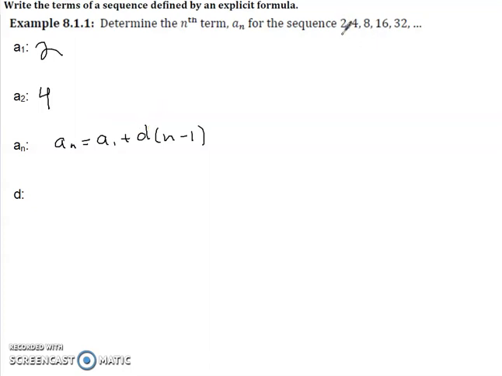Well, looking at this sequence, I've got 2 plus 2 is 4, 4 plus 2 is 6, not 8. So we have a problem. This sequence is actually geometric in nature because we are multiplying to get from one term to the next. So we actually cannot use the explicit formula that we have for arithmetic sequences. Since there is no common difference, this is not an arithmetic sequence. So I need another way to write my explicit formula.